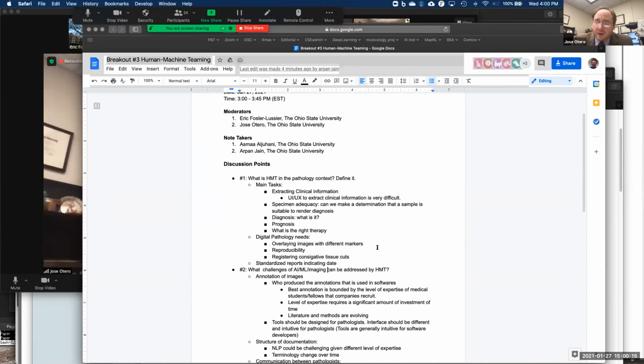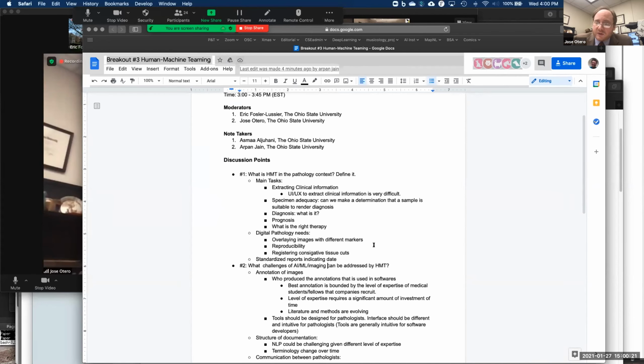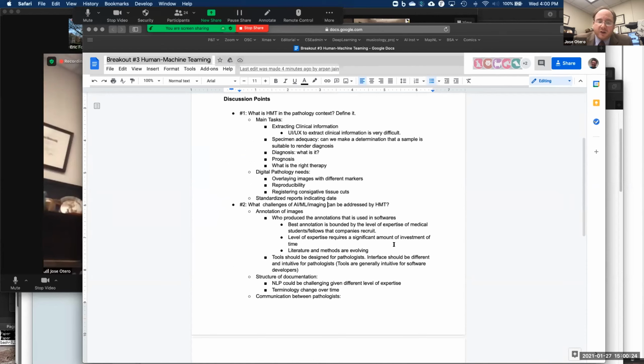In terms of the types of problems that we deal with, oftentimes we have to deal with aspects of specimen adequacy. Some of that could be automated potentially, and so forth, and clinical diagnostic aids to help, like what is the prognosis, what is the right therapy. There was a lot of interest in the capacity to overlay images, even if they weren't perfectly registered. So for example, if two adjacent slides had been evaluated by a biomarker, can they be overlaid on top in a very simple way, despite the fact that they're not the exact same slide and so forth.